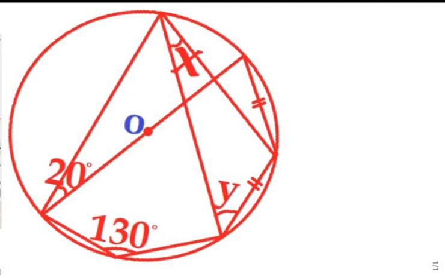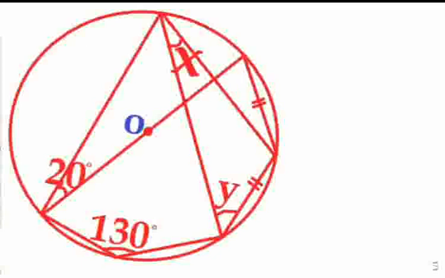In this video, I shall provide the solution to getting these two angles, x and y. We are given a circle with center O and two angles 20 degrees and 130 degrees respectively. And then we're also given the length of these two chords as being equal.